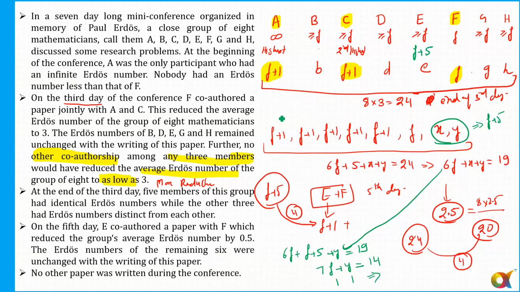So F is equal to 1. So here I'll say F plus 1 is 2, F plus 1 is 2, and so on for the rest. And F is equal to what? 1. And one of them has got F plus 5. So 1 plus 5, that is equal to 6. So what is the value of Y? That is 1. So this is the situation at the end of day 3. Is that part clear to all of you? Please respond.